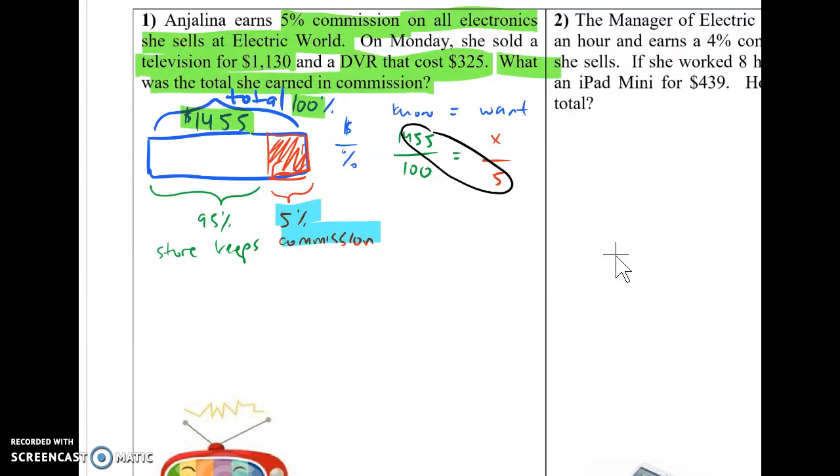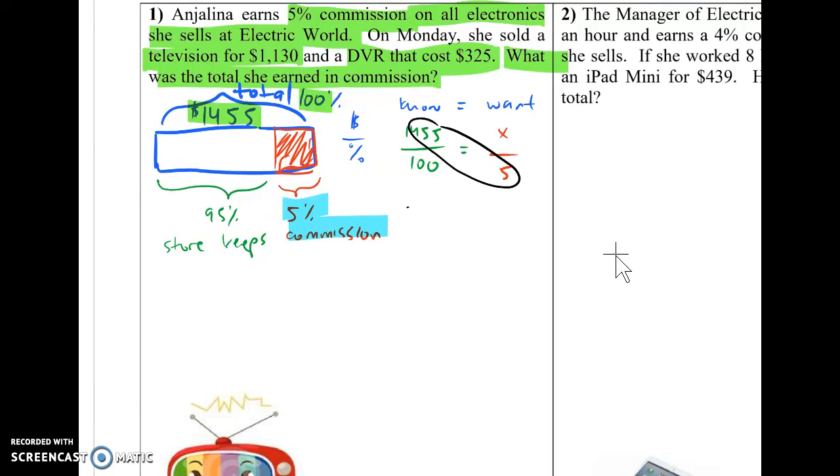All right, cross multiply. 5 times 1,455, you get 72.75 equals 100 times X, that's 100X. Divide by the coefficient, and we're left with X equals 72.75, which is $72.75. This is Angelina's 5% commission.